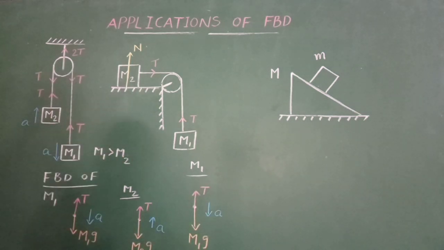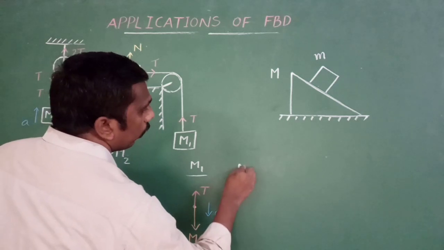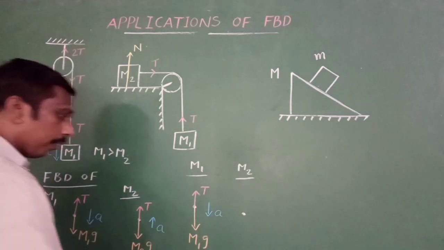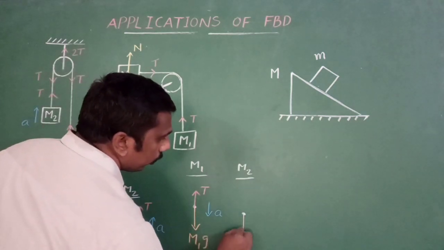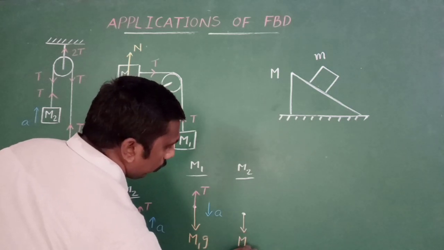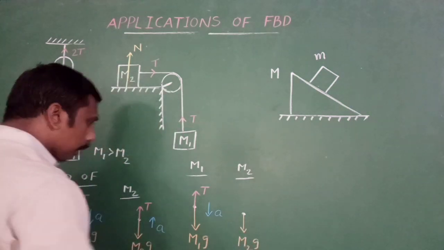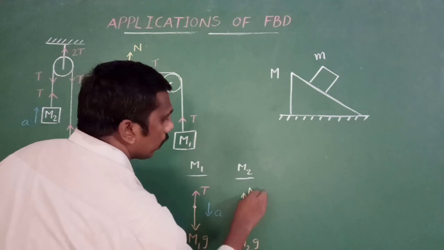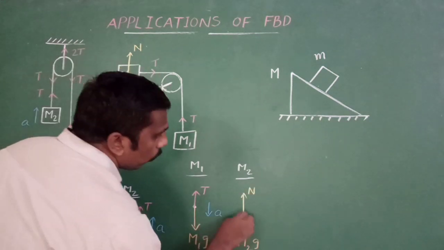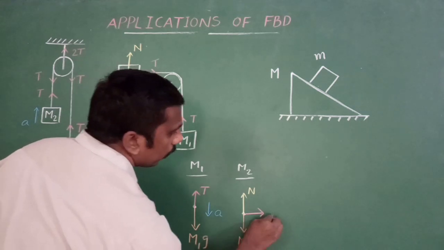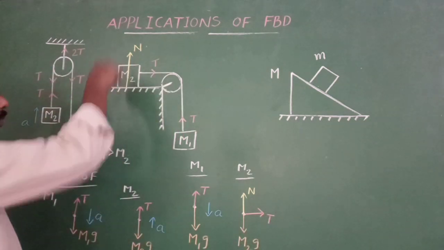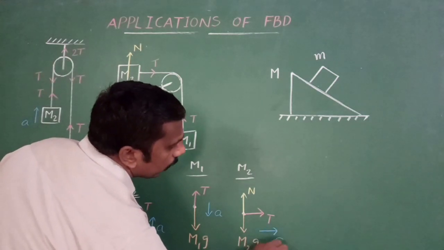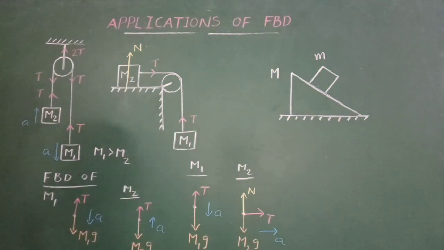Next, come to block M2. For this M2 block, weight M2g acts in the downward direction. Its normal reaction is acting in the upward direction, and tension is acting towards the right. So the block is in vertical equilibrium and moving along the horizontal direction. So acceleration is acting in this direction. That is the acceleration of the block.